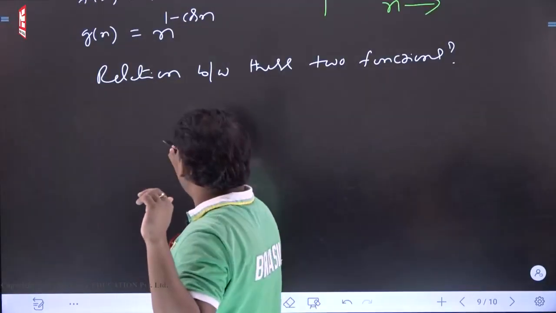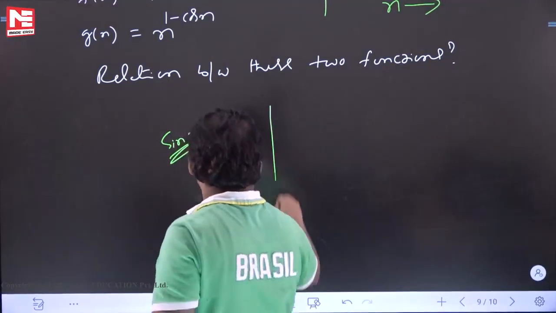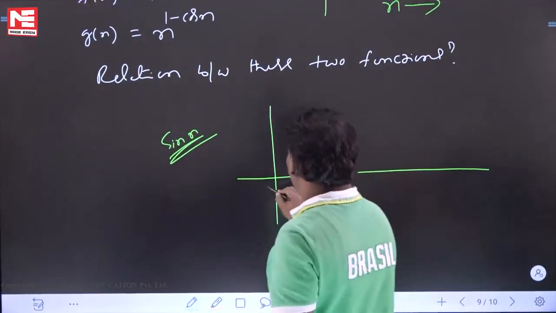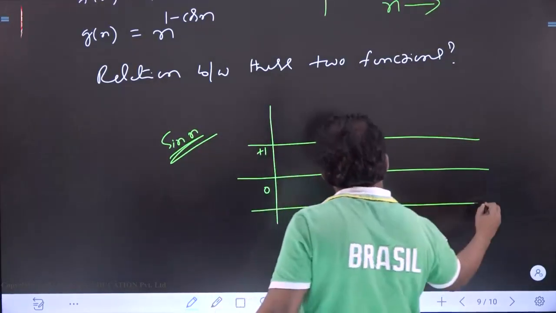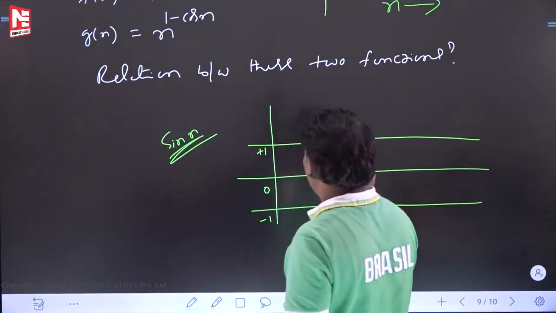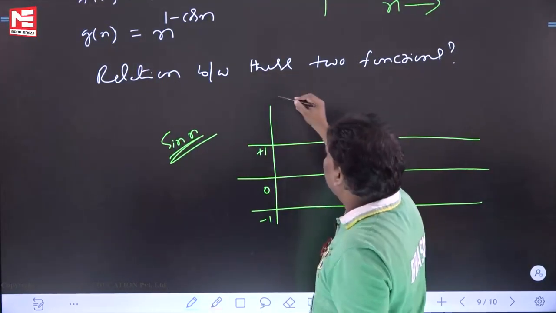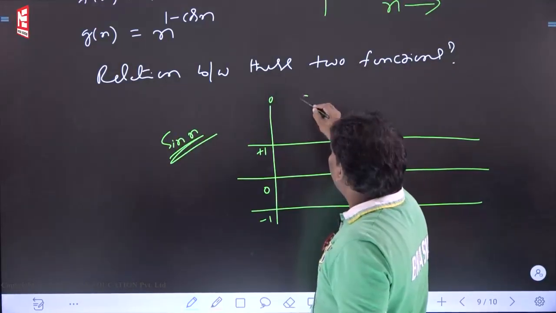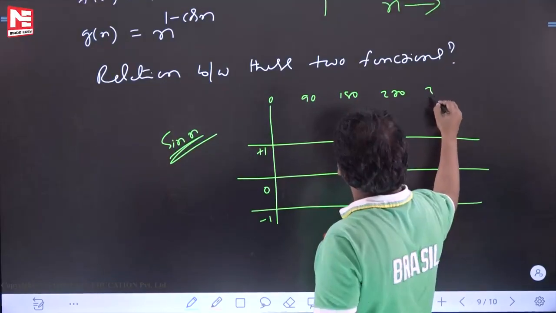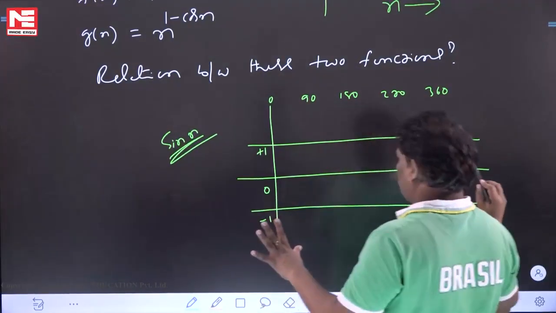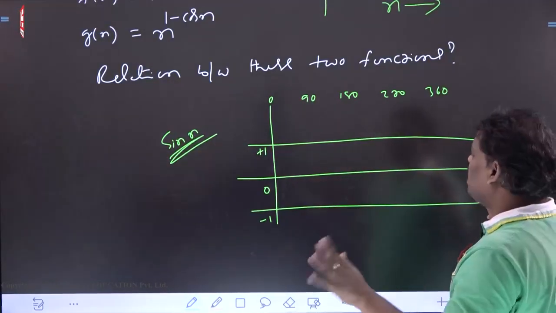What is the sin n graph? Let's check the sin n graph. It is 0, it is plus 1, it is minus 1. Right? It is 0, minus 1, plus 1. It is 0 degrees, 90 degrees, 180 degrees, 270 degrees, 360 degrees. I am just writing the sine graph roughly. You know very well, only for namesake I am writing.